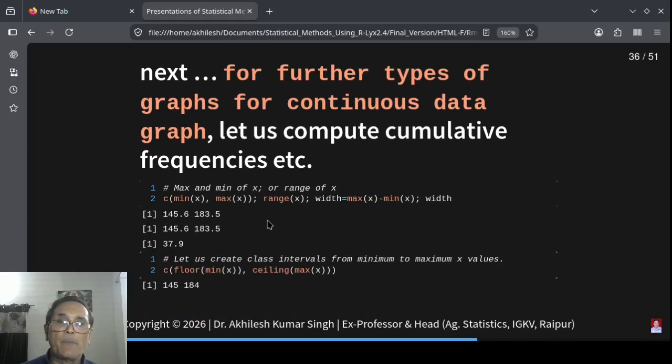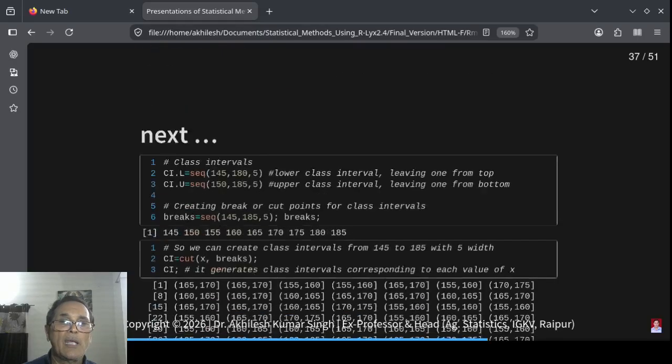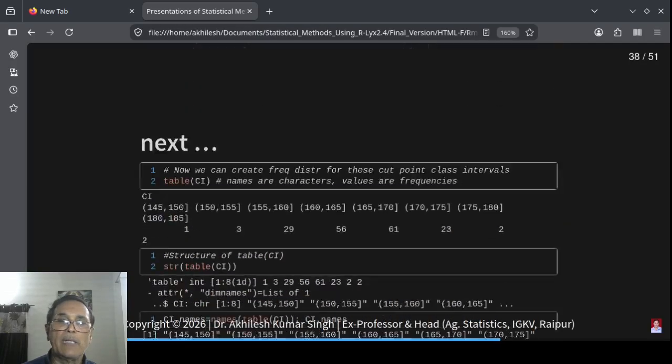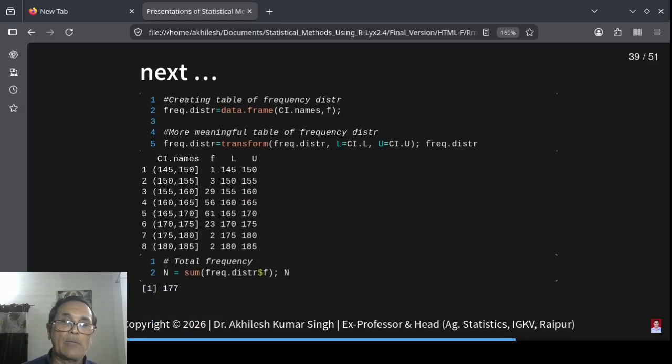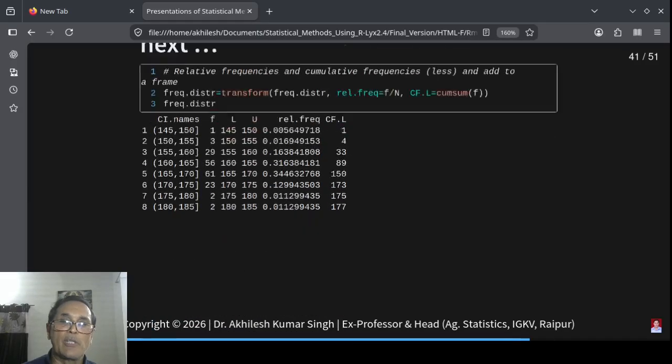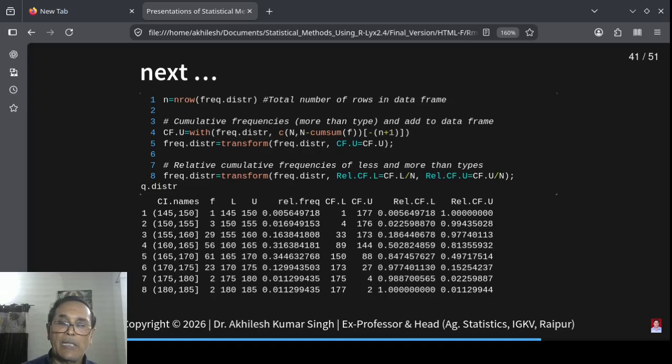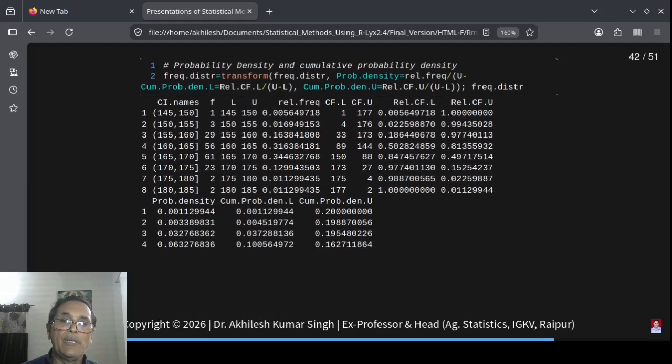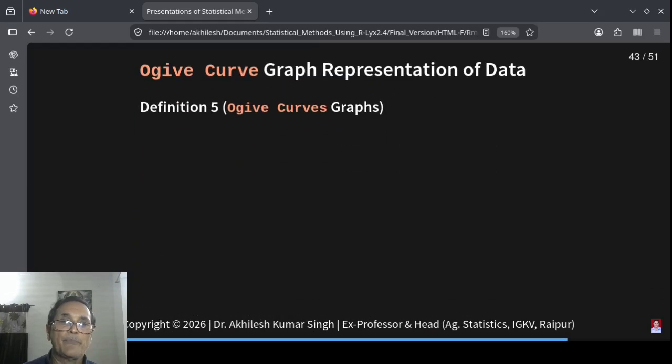For further types of graphs for continuous data, let us compute cumulative frequencies, etc. We need these computations here. We have already discussed them in the previous lectures, so we will not discuss them further in detail. I am simply showing you that these are the values we computed in one of the previous lectures. I am recapitulating them because we need them here. Now, for ogive curves, the computations that we have just shown will be needed here.